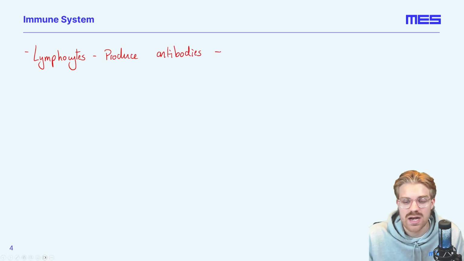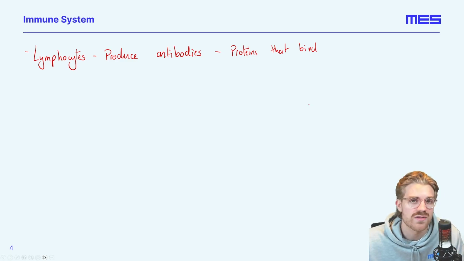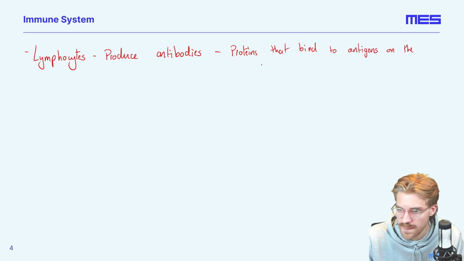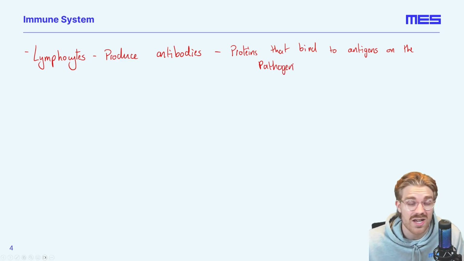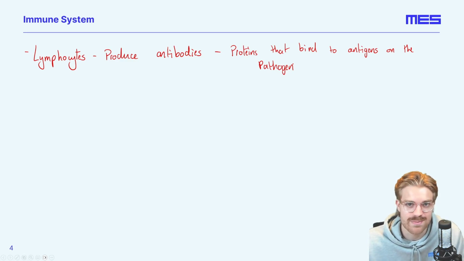Now, these antibodies are special proteins that will bind to markers on the surface of the pathogen. These markers on the surface of the pathogen we call antigens. Every species of pathogen, in fact, every type of cell, will have specific protein markers on its surface, a little bit like the colour shirt of a football team. This allows the immune system to recognize these pathogens.